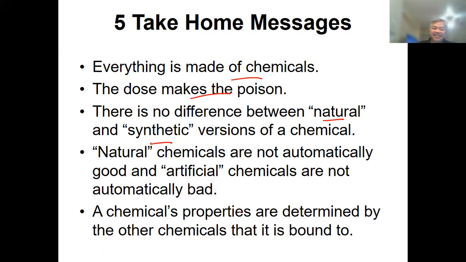Okay? And this one, natural chemicals are not automatically good and artificial chemicals are not automatically bad. Just imagine, you can die from eating cassava because they can produce what? What's the natural toxic material in cassava? Kamoteng kahoy. What's the toxic chemical that is produced there? Cyanide. Okay? And not all artificial chemicals are bad.